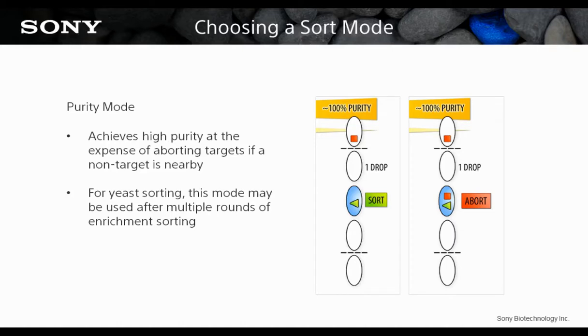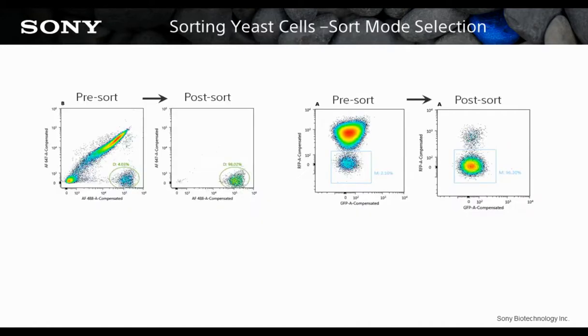Another mode type is called purity. Sorting in this mode type achieves a very high purity at the expense of aborting targets if a non-target is nearby, as shown here on the right. And for yeast sorting, this mode may be used after multiple rounds of enrichment sorting to clean up any remaining non-targets.